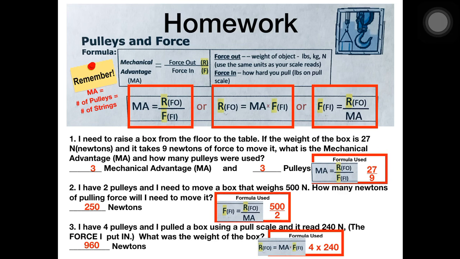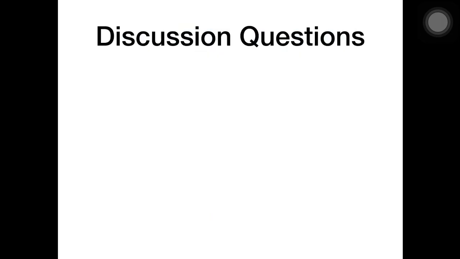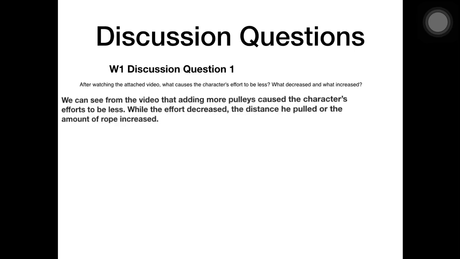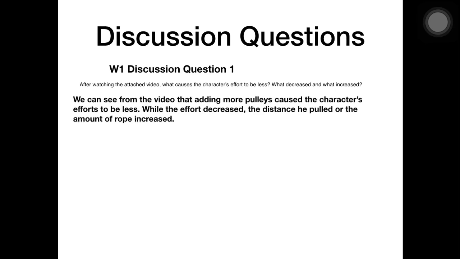Let's take a look now at our discussion questions. Discussion question 1 for the week read, after watching the attached video, what causes the character's effort to be less? What decreased and what increased? We can see from the video that adding more pulleys caused the character's effort to be less. While the effort decreased, the distance he pulled or the amount of rope increased.